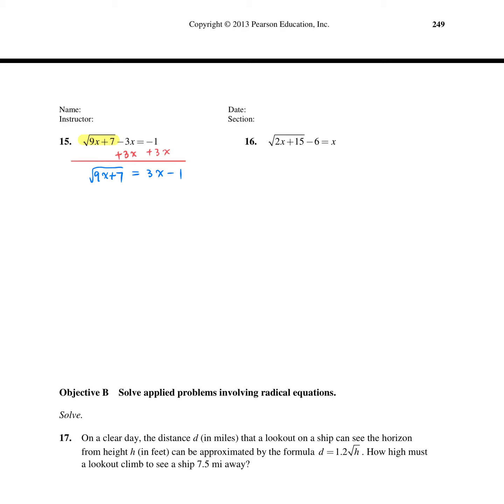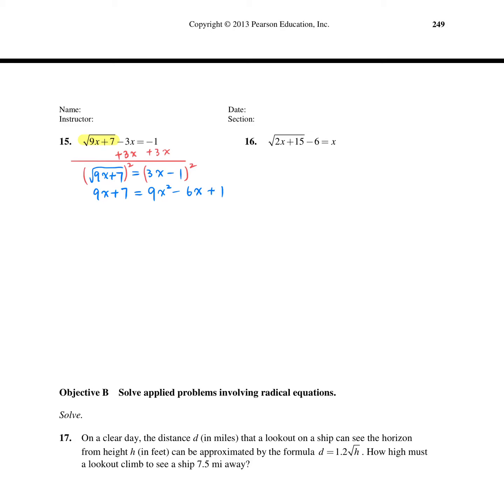I always like to put the variable in front of the numbers, so that's why I switched the order a little bit on the right hand side. And now the radical part is isolated. We'd perform inverse operations on both sides, squaring. On the left hand side, we got 9x plus 7. On the right hand side, apply the formula a minus b squared. You will get 9x squared minus 6x plus 1.